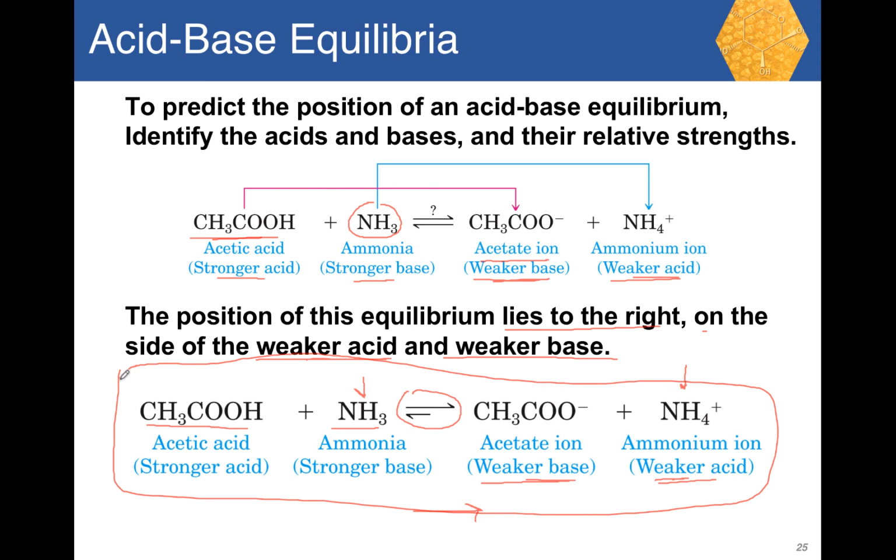So once again, you should be able to look at a reaction, and if I were to tell you that this is a strong acid and this is a strong base, you should be able to predict the position of the equilibrium, if it lies to the right or to the left. If I were to tell you that the conjugate base and the conjugate acid over here are extremely strong, then you would predict the equilibrium lying to the left.